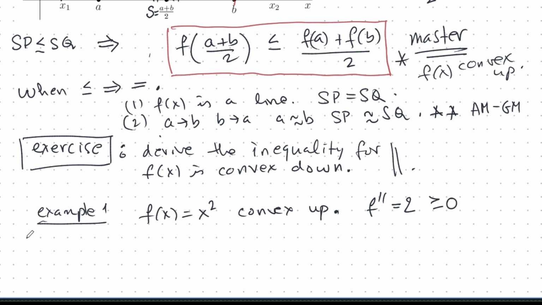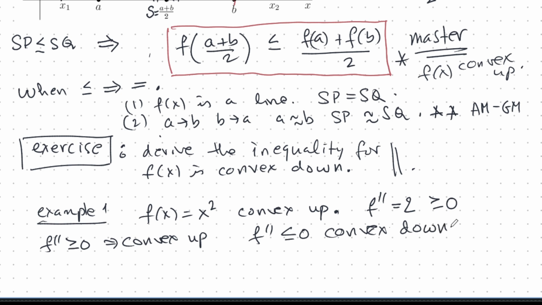That's convex up. So when you do a second derivative and it's greater than or equal to 0, you have convex up. Or if you find the second derivative is less than or equal to 0, then it's convex down. And a straight line then is both convex up and convex down.